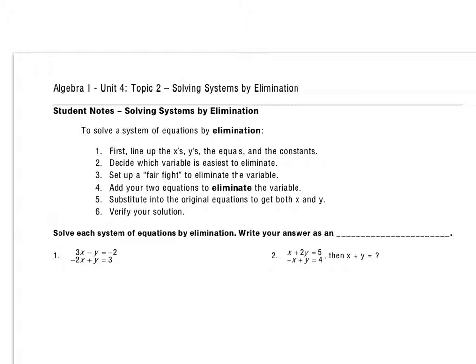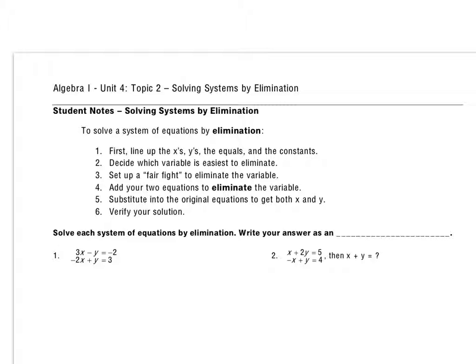So if I look at my steps here, it asks me to line up the x's, the y's, the equals, and the constants. Fortunately, in number 1 and number 2, our x's, our y's, and our constants are all nicely lined up. So number 3 is the big step that makes elimination work. We'd set up a fair fight to eliminate the variables. Now, a fair fight means they have to be equal and opposite on both sides.